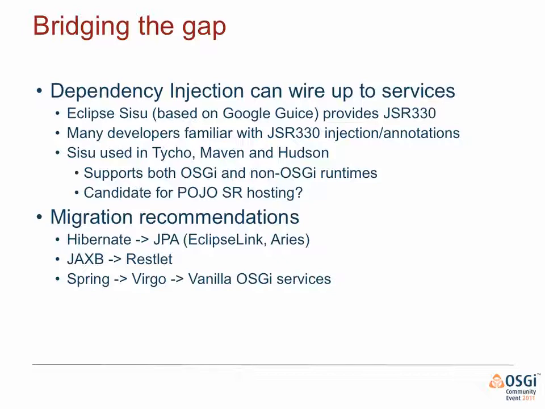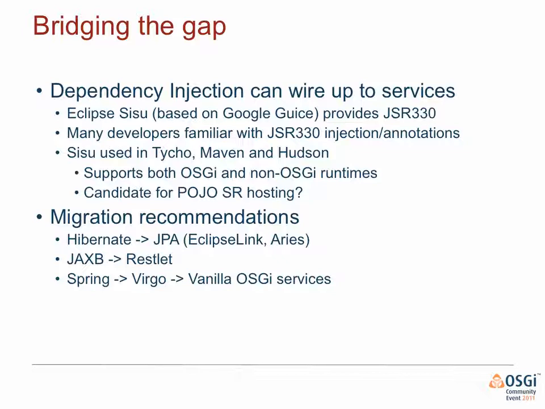I think dependency injection can help in this regard. Eclipse Sisu, based on Google Guice, provides JSR 330 injection annotation support, and that's something that developers are very much aware of with existing systems. Sisu is used in Tycho, Maven and Hudson, and is now an Eclipse-based project as well. Importantly, Sisu supports both OSGi and non-OSGi runtimes, so that you can have services that get injected, but not necessarily have a requirement for saying where they are. And so, it might be useful for being able to combine that with other tools, such as the POJO SR that we talked about.